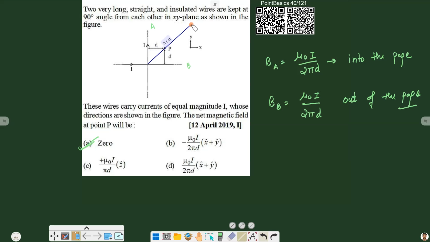Any point on this line will have net magnetic field as 0, because the fields will cancel each other. The condition is that the distance from both of the wires should be equal, and the current flowing in both of the wires is also equal. That is the condition. Now going to the next one.